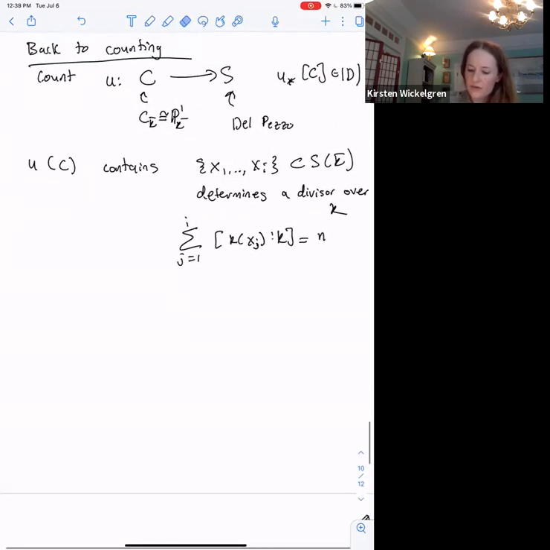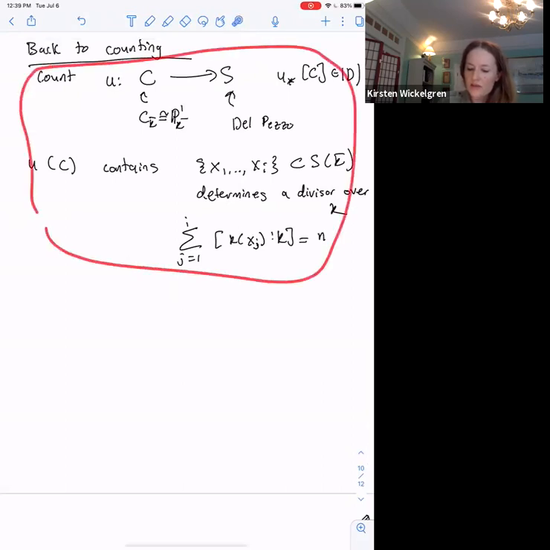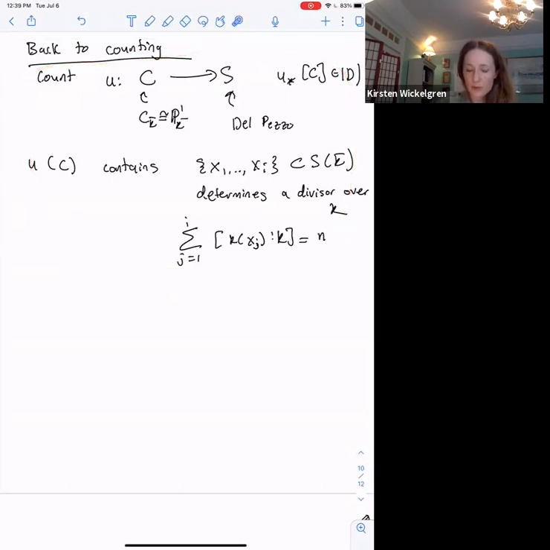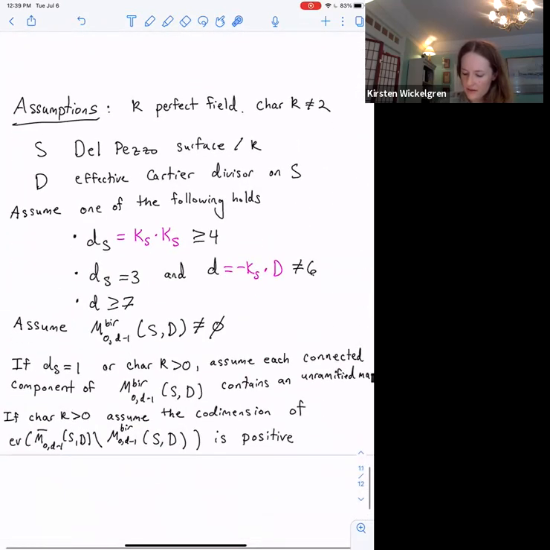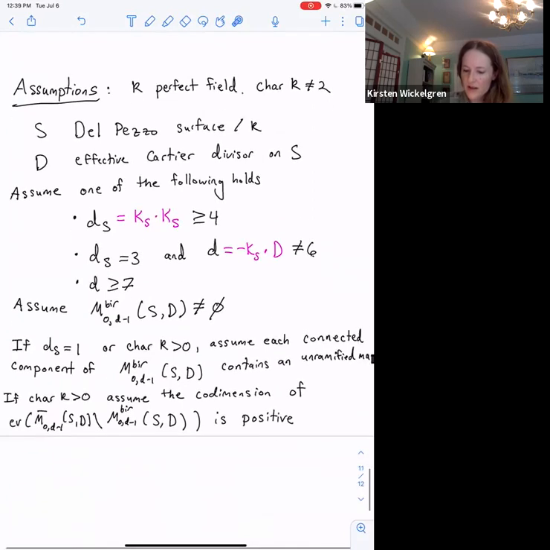We're going to count how many of these we have and ask about invariance of number. We're going to need a list of technical assumptions that I've written here. So let K be a perfect field of characteristic not 2. And we're counting on Del Pezzos with effective Cartier divisor. And we've got a bunch of conditions on the degree of the surface and the degree of the curve, what Cartier divisor curve class is in.